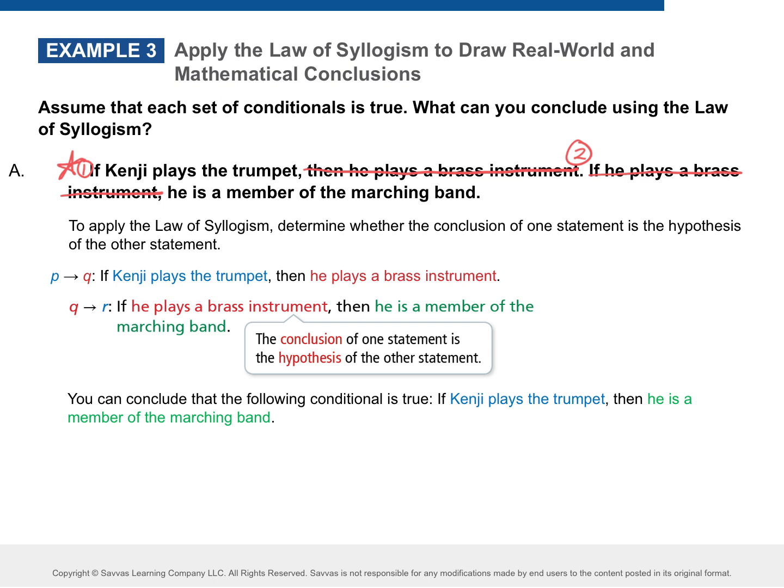Okay, so you have two if-then statements, and we're making it down to one. So law of syllogism, you start with two if-then statements. You are making one if-then statement by crossing out what they have in common. Okay, finding the connection. Let's look at one more together.